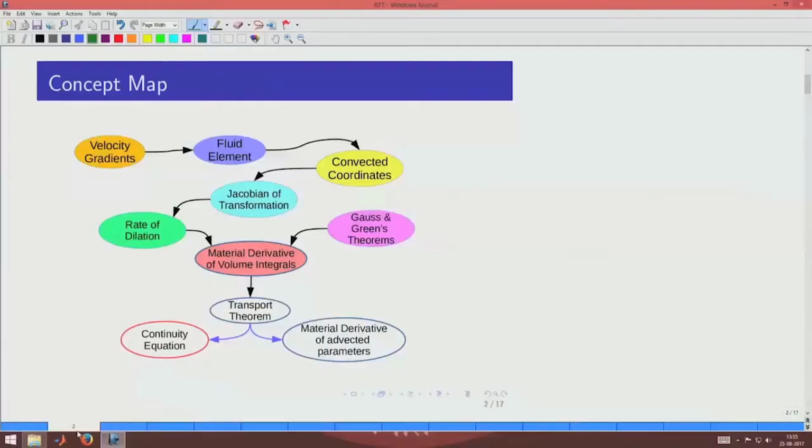And as a special case of transport theorem, the function that is being introduced can give us the continuity equation when that function happens to be just density, and if that function happens to be, for example, an advected quantity like momentum, then it will also give you an equation that we can readily use in the derivation of the Navier-Stokes equation. So, this is the concept map. Each of these elements that I have shown in these ellipses with colors can be delved upon deeply separately, but we need to go through all these to arrive at the derivation.